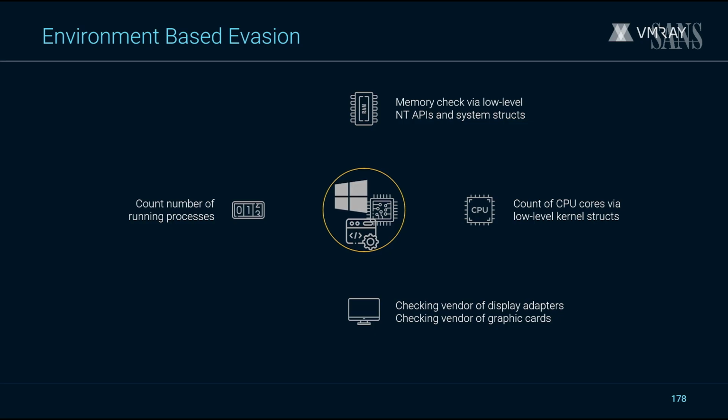Counting or looking up the number of CPU cores is a similar approach here. Instead of just using high-level APIs, they actually go a step further and sometimes go down even into the kernel, and try to leverage some low-level kernel structures that actually reveal these values. So it's a little bit more nasty and a little bit more hidden versus just using APIs.